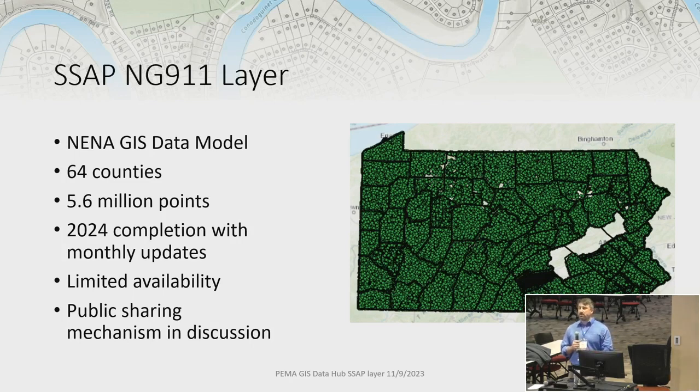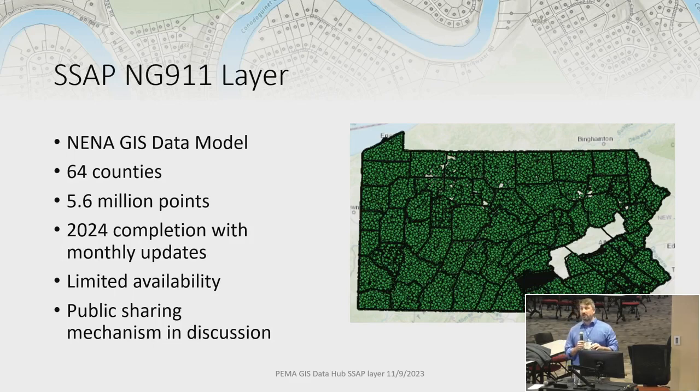There's limited availability for this data at the moment. You have to have access into the Data Hub. You have to have 911 credentials, basically, to access the Data Hub to submit your county data and grab the statewide data set out of the system. So with that limited availability, this data set is for next-gen 911. That's what it was designed for. That's what it's meant for. That's who has access to this data set currently.